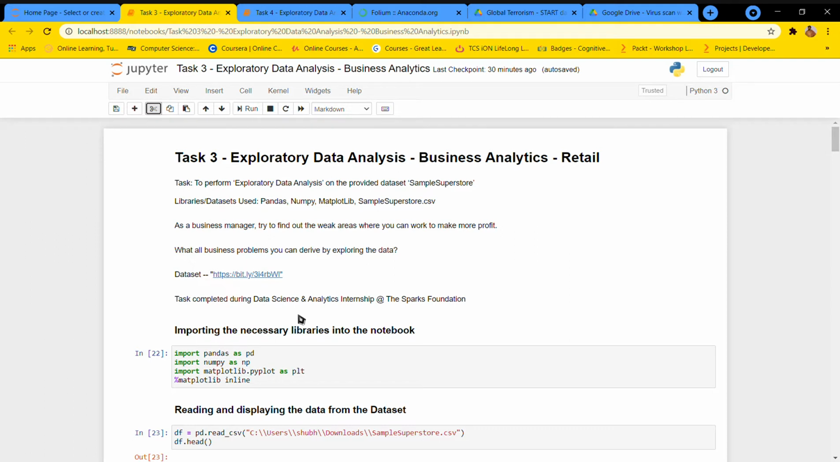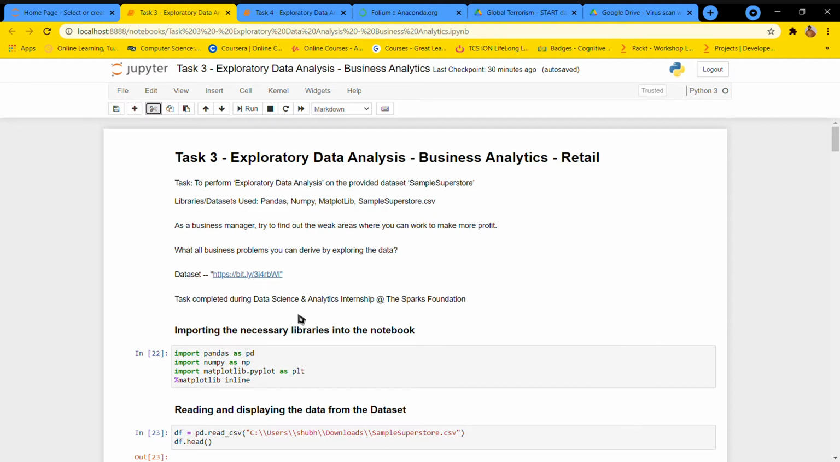Firstly, let's see the problem statement, which is to perform exploratory data analysis on the provided dataset SampleSuperstore. As a business manager, try to find out the weak areas where you can work to make more profit. What all business problems you can derive by exploring the data.